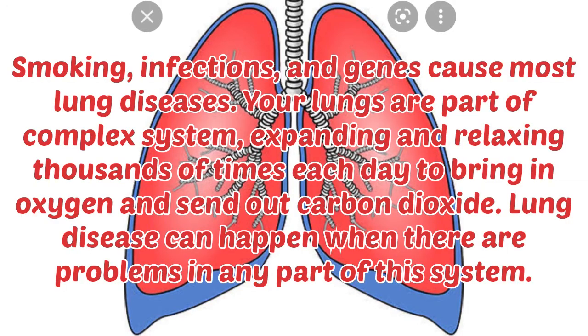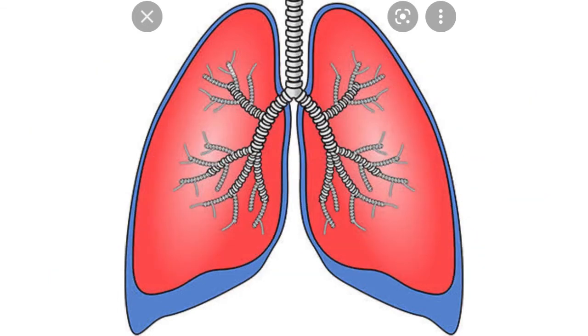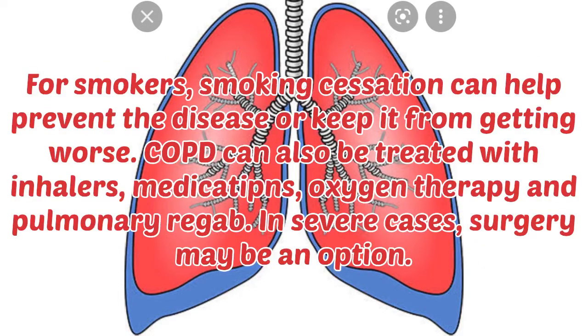Lungs. Smoking, infections and genes cause most lung disease. Your lungs are part of a complex system expanding and relaxing thousands of times each day to bring in oxygen and send out the carbon dioxide. Lung disease can happen when there are problems in any part of the system. Treatment. For smokers, smoking cessation can help prevent the disease or keep it from getting worse. COPD can also be treated with inhalers, medication, oxygen therapy, and pulmonary rehab. In severe cases, surgery may be an option.